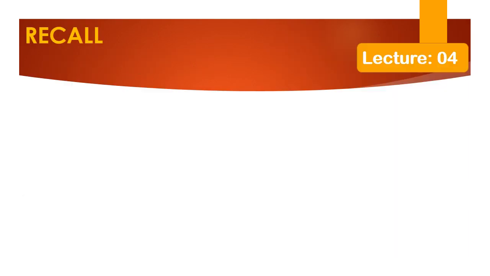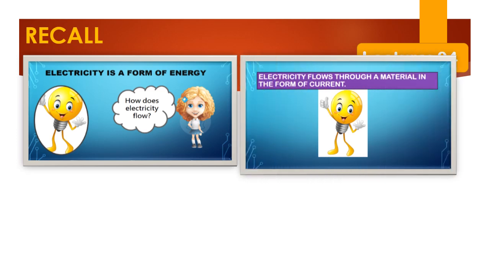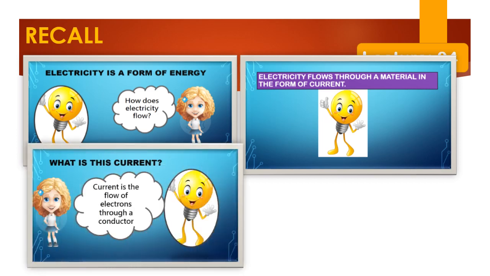From the last two lectures, we had been looking at some of the important facts about electricity. In lecture 4, we had seen electricity is a form of energy. Electricity flows through a material in the form of current. Current is the flow of electrons through a conductor.